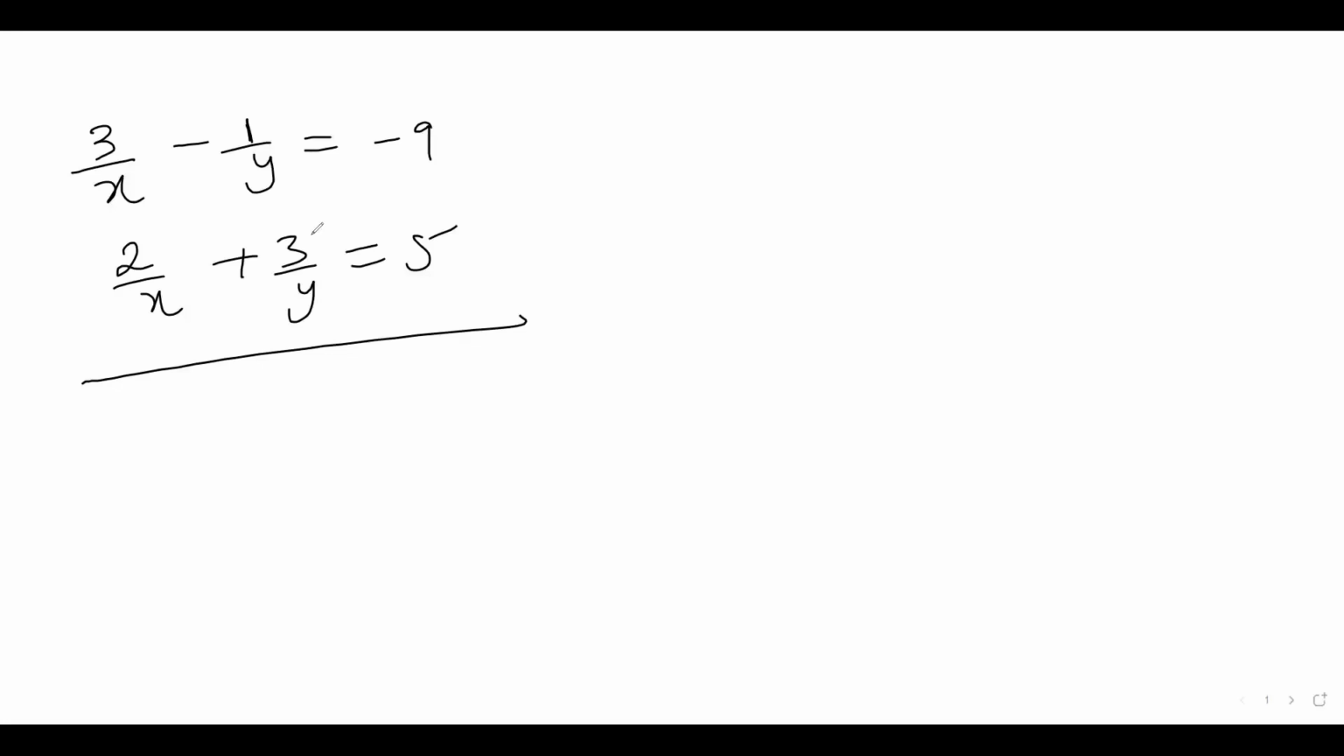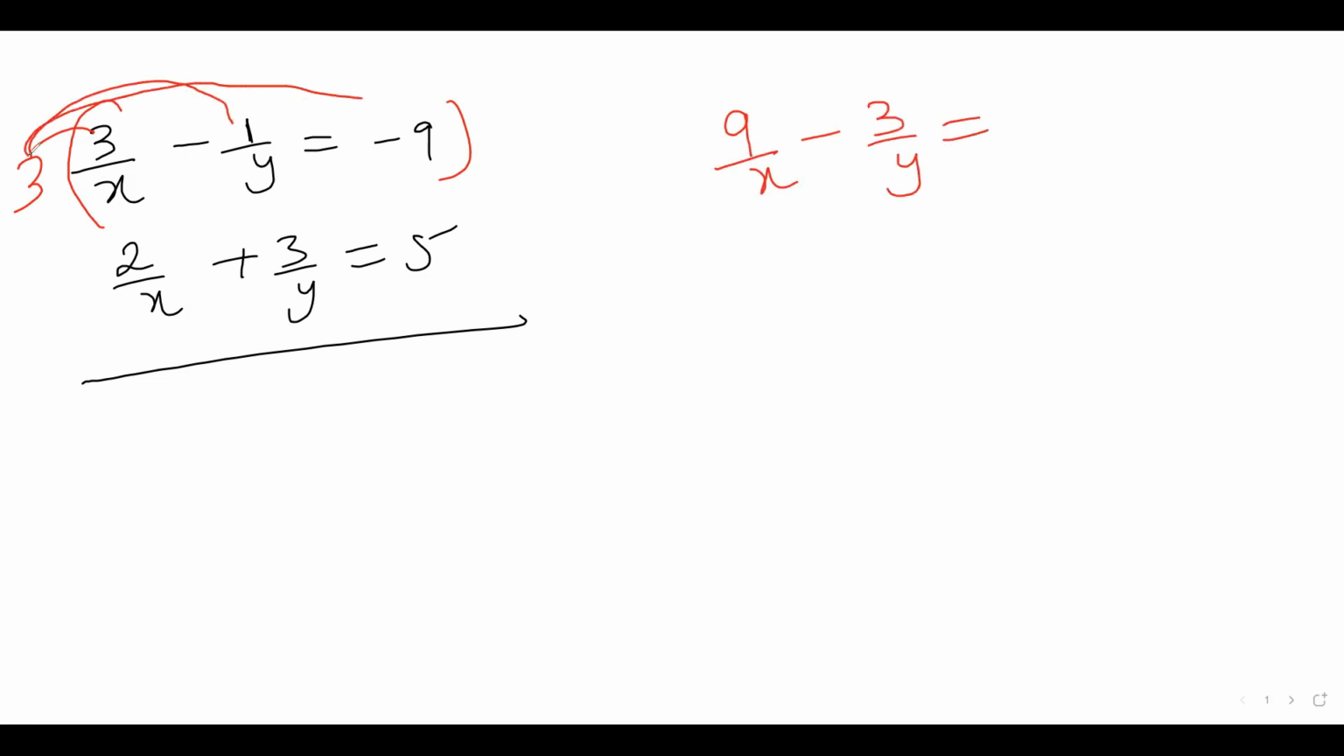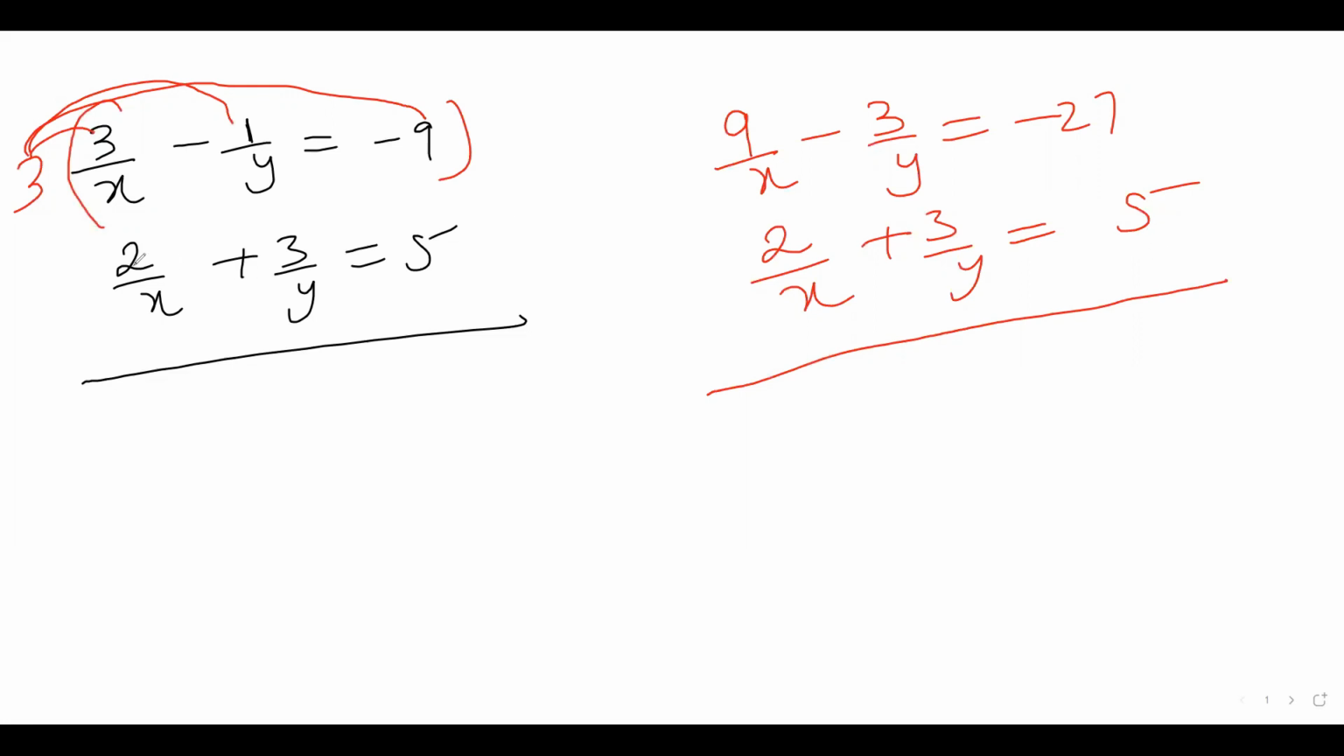We can solve this problem in another method. Directly we can multiply the first equation by 3. 3 3s are 9 by x, 3 1s are 3 by y, 3 9s are minus 27. Here I have 2 by x, 3 by y is equal to 5. I am not multiplying the second equation because already I have 3 by y. So plus 3 by y and minus 3 by y will get cancelled on adding both the equations.